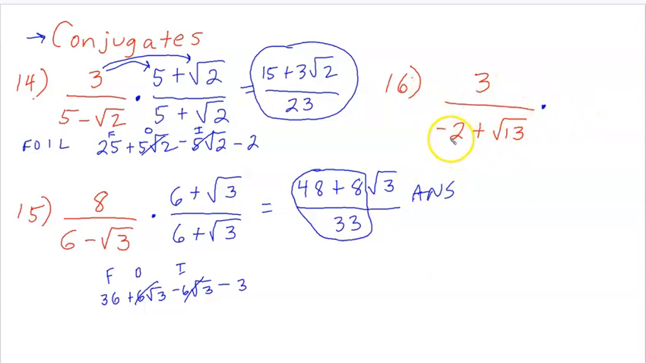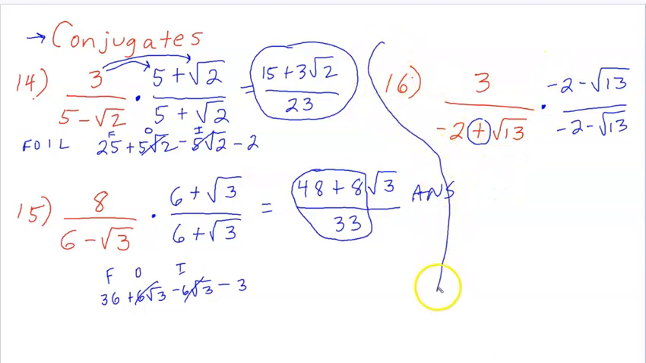The conjugate of negative 2 plus the square root of 13 is negative 2 minus the square root of 13. So pay attention to the fact that the first sign didn't change. What makes it a conjugate is we change this middle sign. All right, let's do the distributive property on the top. 3 times negative 2. Just separate this a little bit. 3 times negative 2 is negative 6. 3 times negative root 13.